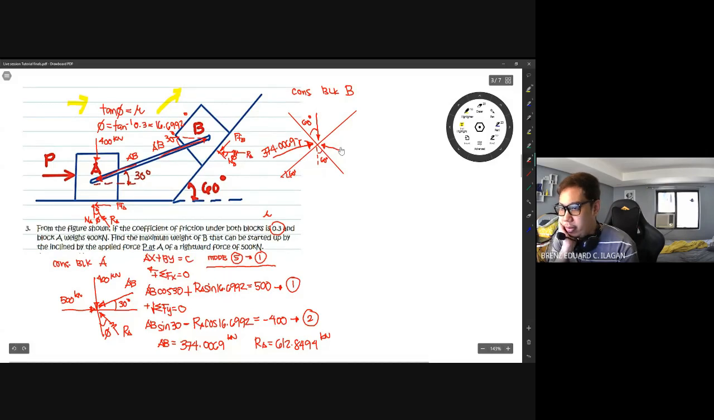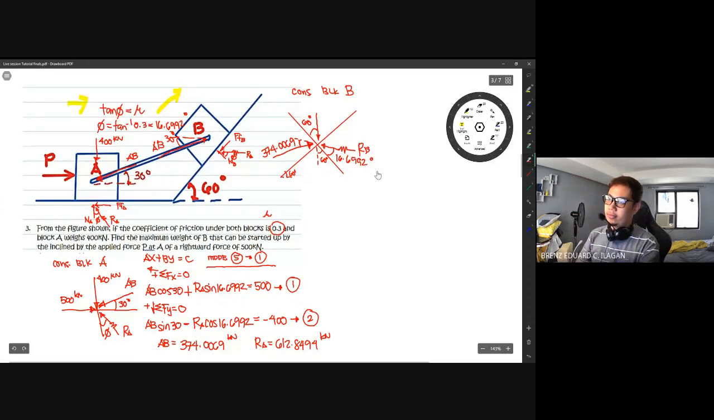Ano ba to? RB pala. Sorry. So this is our RB. So again, this is acting at angle phi na 16.6992 degrees. So ito na lang si AB. Ang kailangan ko malaman, ano yung angle na to?